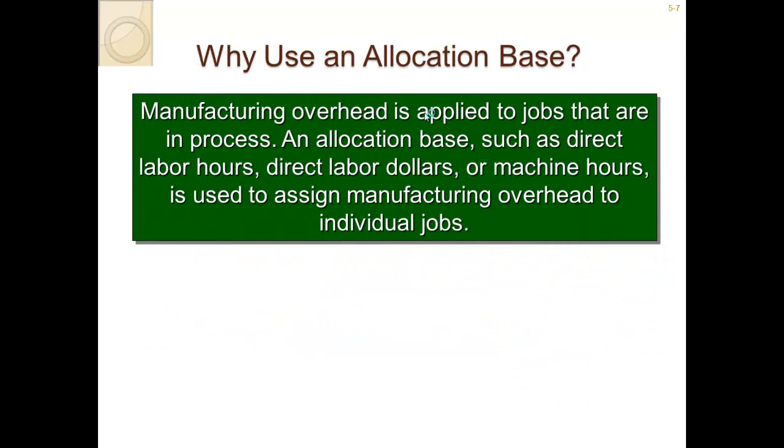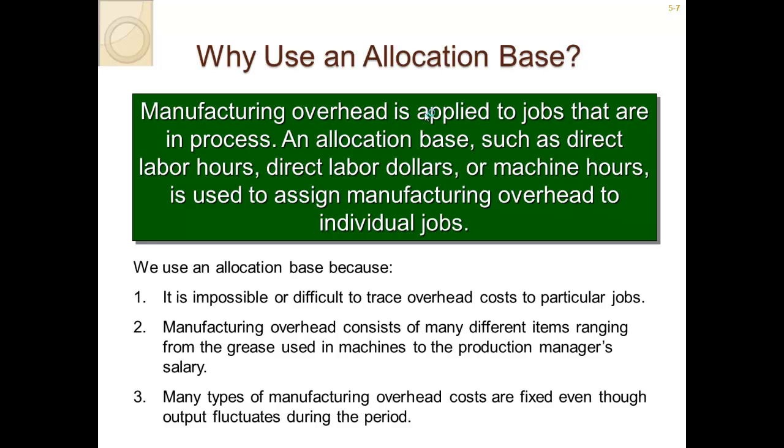So, why use an allocation basis? Manufacturing overhead is applied to jobs that are in process. The allocation basis, such as direct labor hours, so there might be a manufacturing overhead cost per labor hour, or direct labor dollars, so per dollar that we spend on labor, there's a manufacturing overhead cost, or machine hours, is used to assign manufacturing overhead to individual jobs. The reason that we do this is because it's very difficult to trace overhead to a particular job. The grease that goes into maintaining the tools for the construction site can't specifically be traced to Elms.